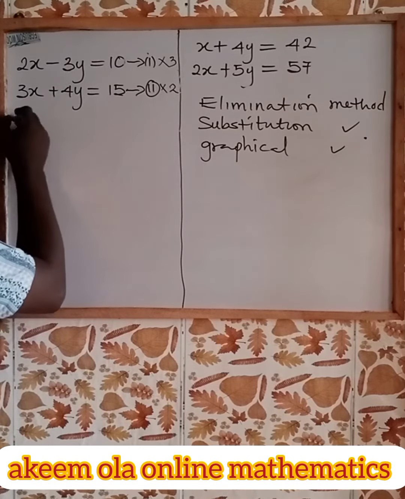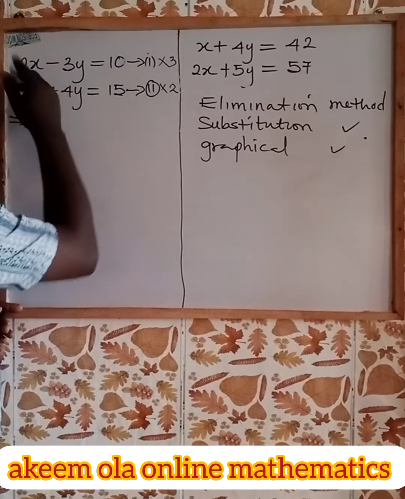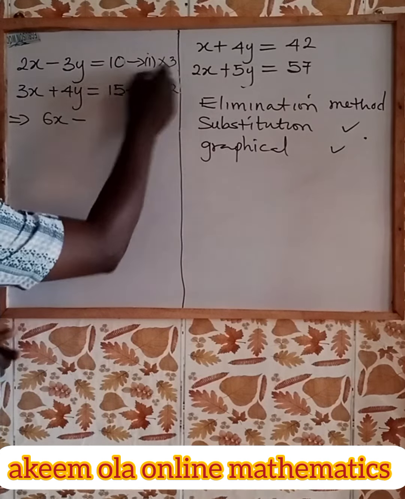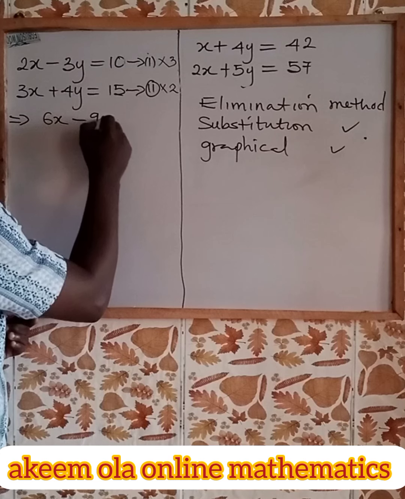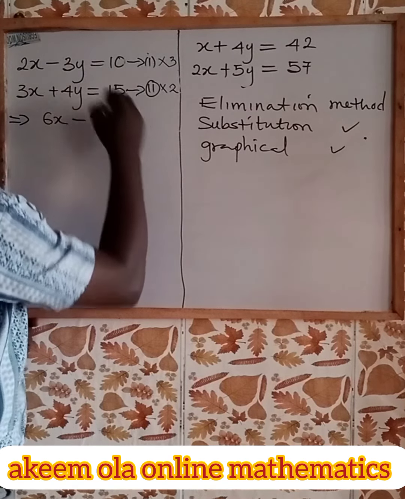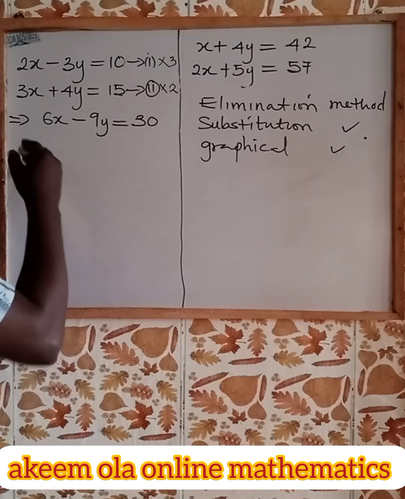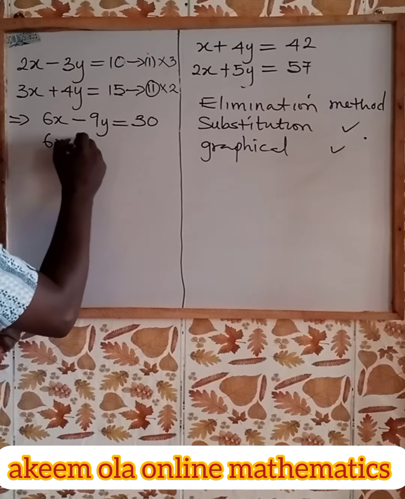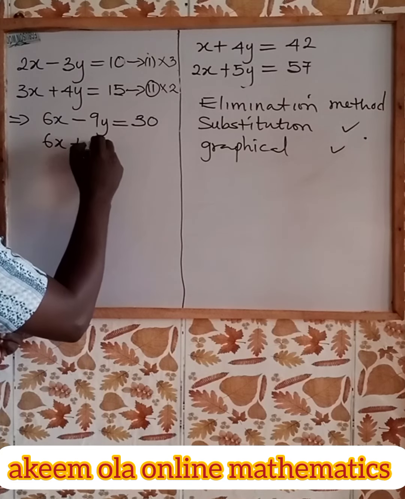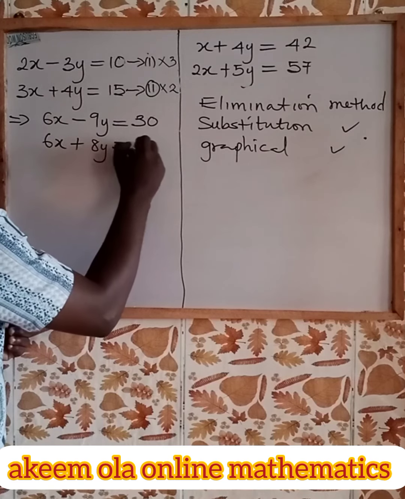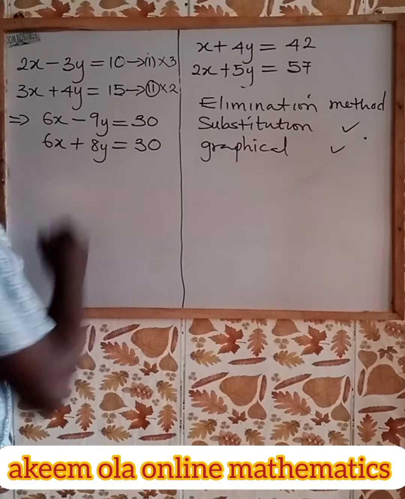If you do that, you are going to have 3 times 2x will give us 6x minus 3 times 3y will give us 9y. Is now equal to 3 times 10. That will give us 30. I have the second one, 2 times 3x. That will give us 6x. Plus 2 times 4y. That will give us 8y. Is now equal to 2 times 15. That will also give us 30.